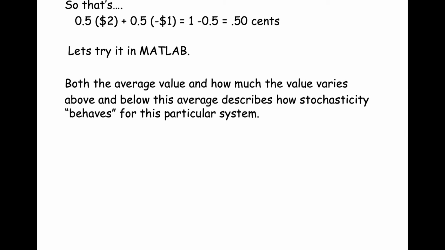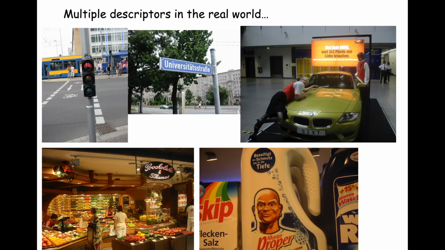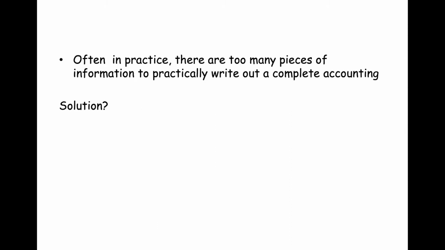So let's think about these concepts a little bit more. And let's go to expectation and variance. So we said when we talked about random vectors, we said that you have multiple descriptors of things in the real world. And we gave an example of a joint distribution involving two random variables for the coin flip and the die roll. And often in practice, now that case was just two random variables. Imagine if we had 100 random variables. We had a vector of 100 different measurements.